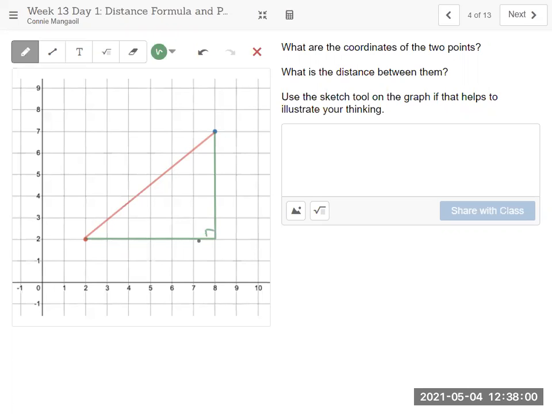This horizontal distance, like we did in slide number 2, we can count. So that's 1, 2, 3, 4, 5, 6. This is 6 units. And the vertical distance would be 1, 2, 3, 4, 5. That is equal to 5 units.